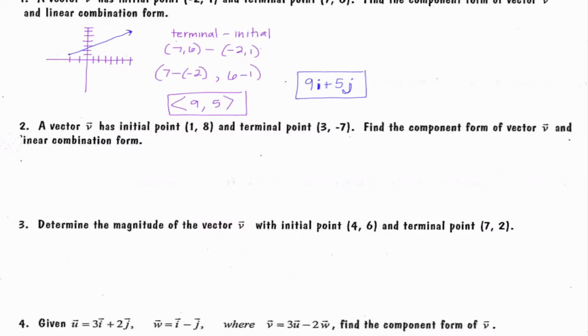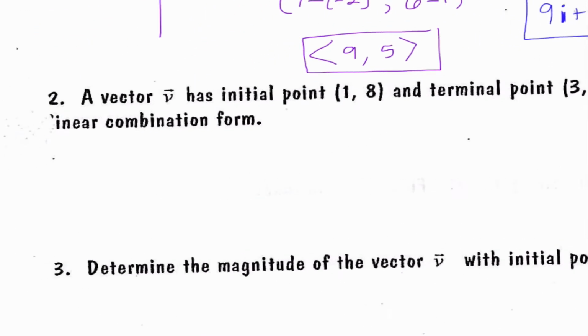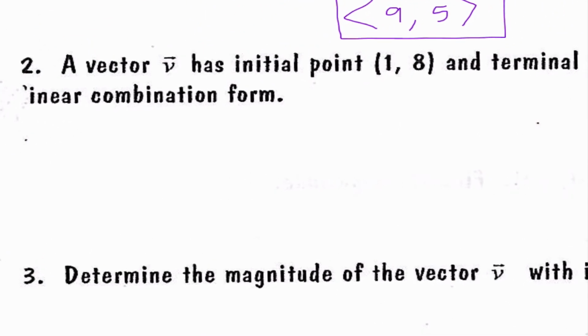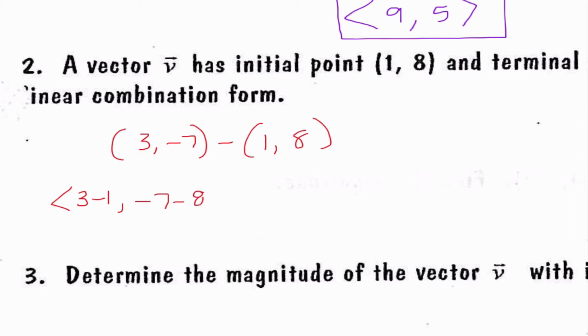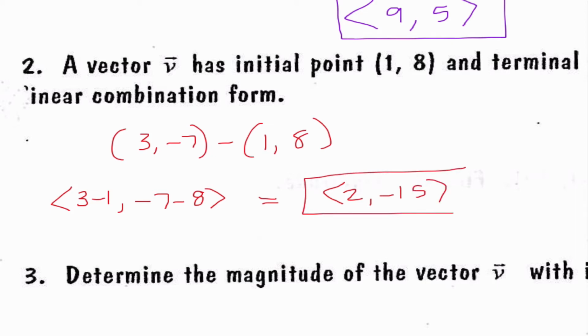Number 2 is pretty similar. It's asking us to find the component form and the linear combination form. The initial point is 1, 8, and the terminal point is 3, -7. So I'm not going to graph it out this time. I'm just going to do the terminal, which was 3, -7, minus our initial, which is 1, 8. So I'm going to do 3 minus 1, -7 minus 8, which would be 2, -15. If I was writing this in linear combination form, I'm going to write 2i minus 15j.